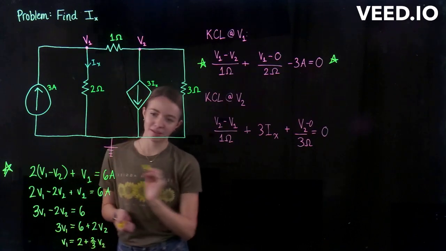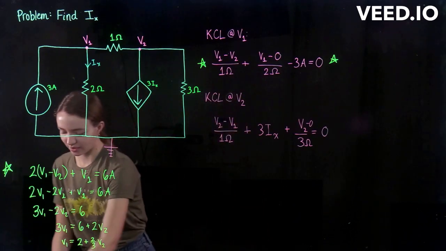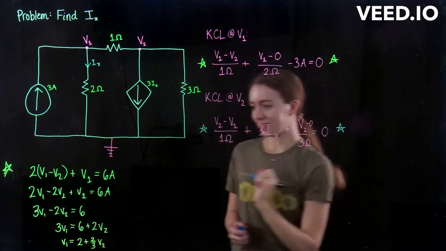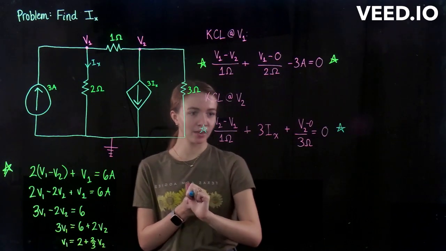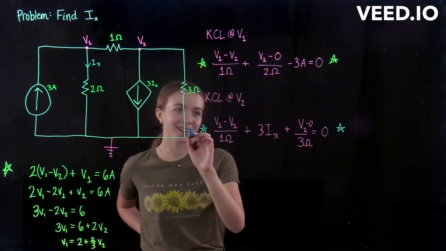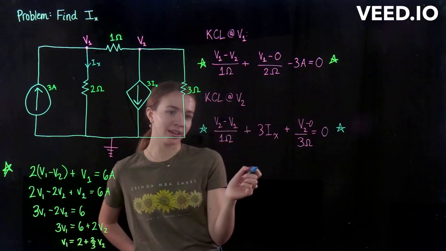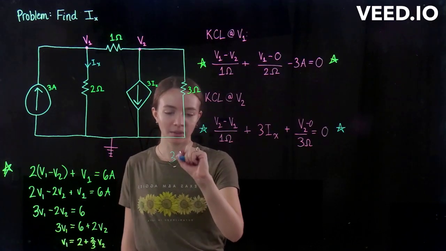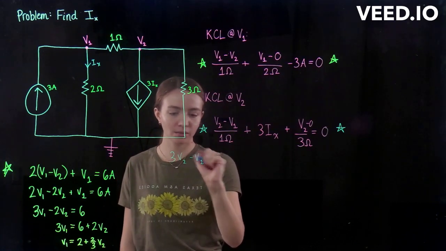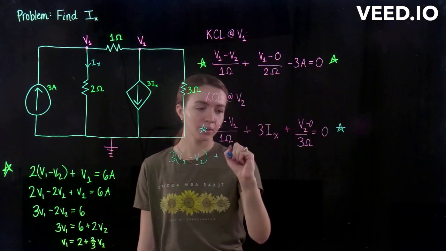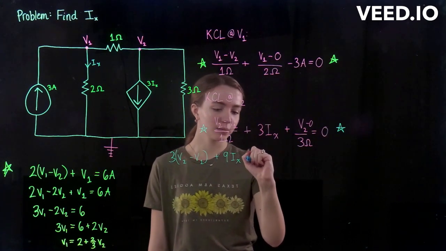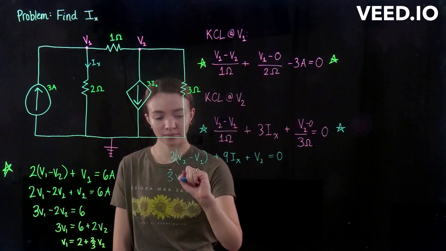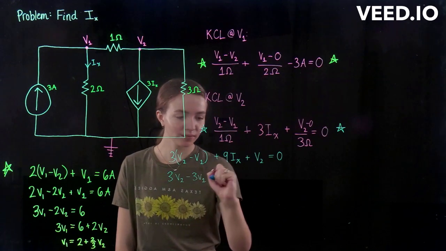So that is what V1 will be equal to, and now we need to do the algebra for the node at V2 so that we can continue with our systems of equations here. Okay, so now we're going to start solving the algebra for the KCL at V2 equation, and we're going to start by multiplying this whole thing by 3 to get rid of this one on the bottom. So we're going to have 3V2 minus V1 plus 9Ix plus just V2 equals 0. We're going to multiply it out.